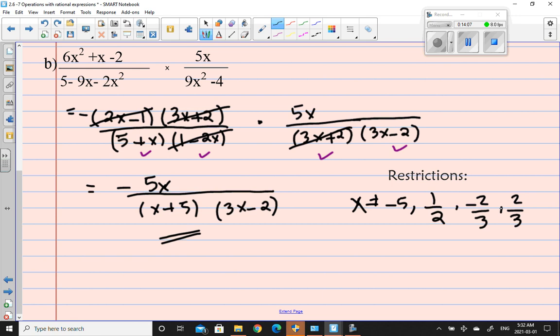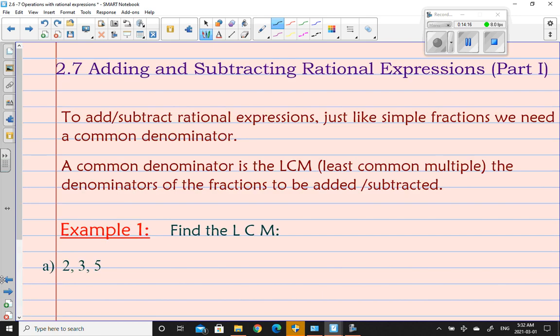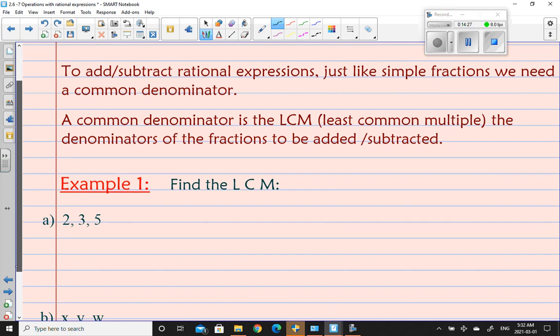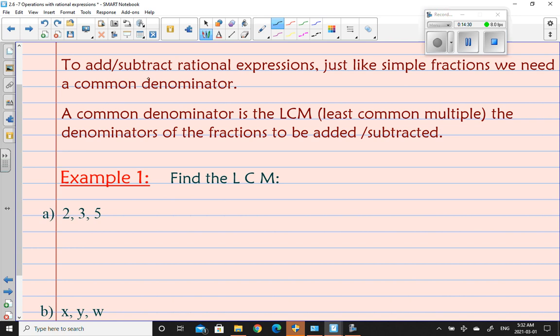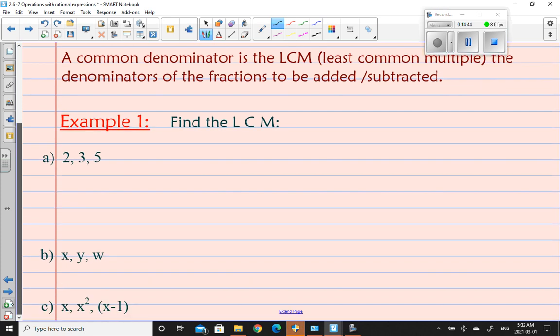That was the practice examples we had for multiplying and dividing rational expressions. We're now going to go to adding and subtracting, which is 2.7, the second part. Now to add and subtract rational expressions, just like simple fractions, we need a common denominator. So you remember common denominator from adding and subtracting fractions, right? So the same idea applies here. A common denominator is the LCM, or the lowest common multiple of the denominators of fractions to be added or subtracted.